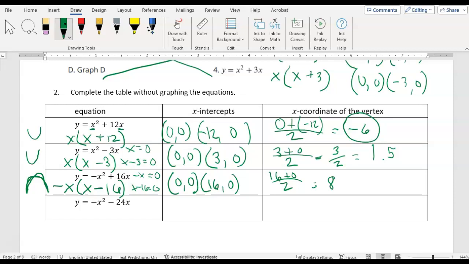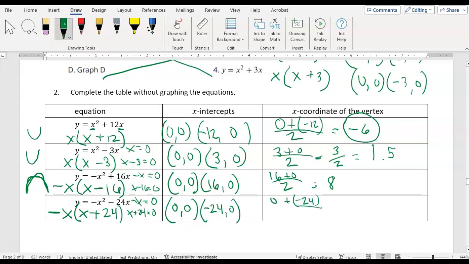All right, same thing here. I'm going to factor out the negative x, and I'm going to be left with x plus 24 in this case, because a negative times a positive gives me a negative. So negative x equals 0, and then x plus 24 equals 0. So then our points are 0, 0, and negative 24, comma 0. 0 plus negative 24 divided by 2 gives me negative 12.